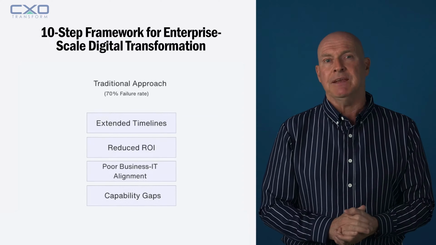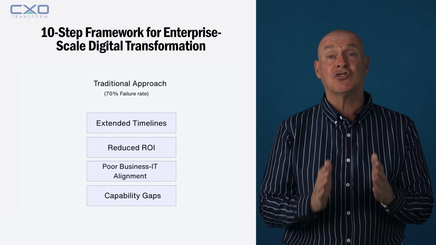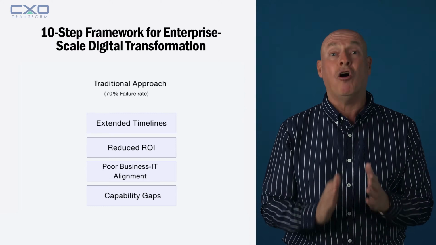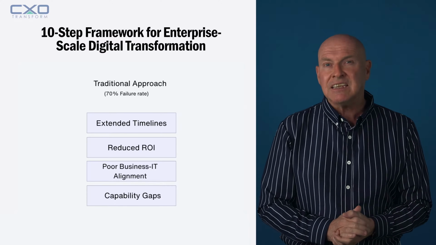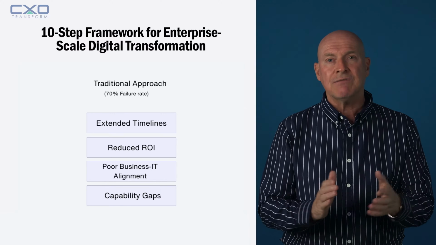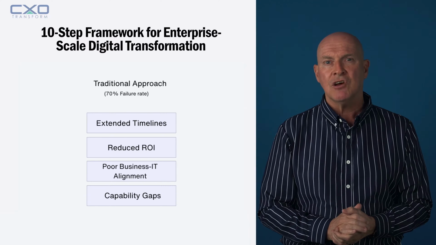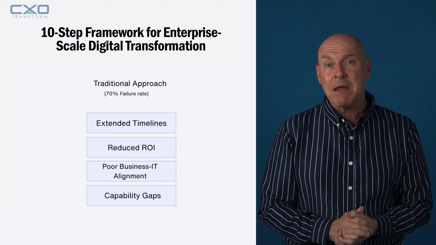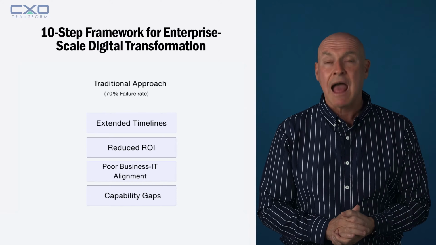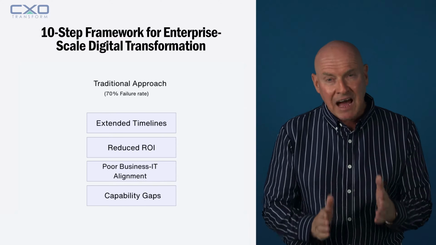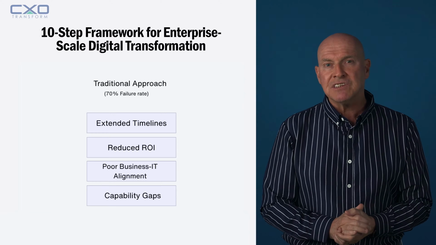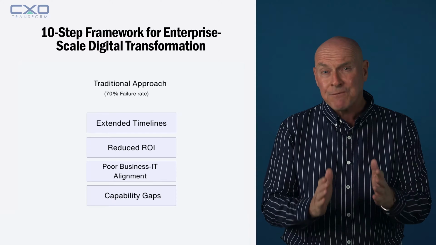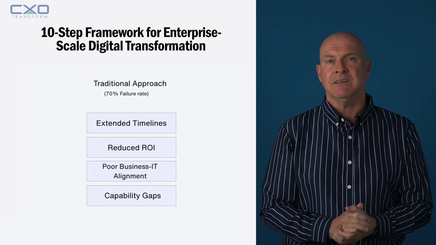Now, before we dive in, let's acknowledge a hard truth. 70% of transformations struggle or fail. They result in extended timelines, massive reductions in return on investment, poor relationships between the business and IT, and an experience that most people would happily avoid. Now, these unfortunate results often stem from a lack of transformation management capabilities, which are very different from operational capabilities.